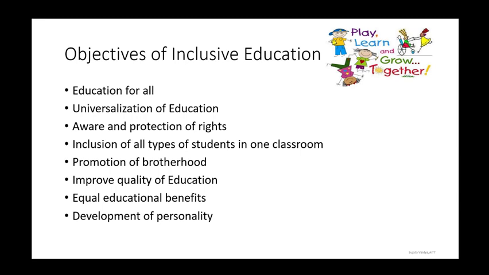Then, as all types of students are learning under one roof, in the least restrictive environment, ultimately the promotion of brotherhood and cooperation spirit develops among them, and in a way the quality of education can develop and equal educational opportunity is provided to all types of students, and they are getting equal educational benefits. And obviously the inferiority complex of the special needs students is removed, the obstacles are removed, so we can also achieve personality development.